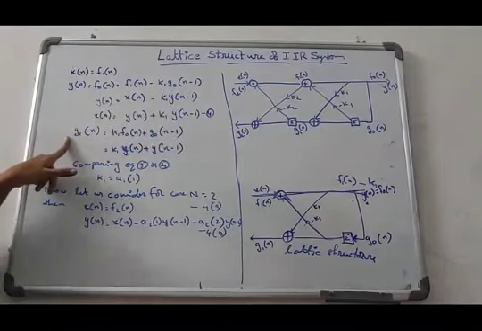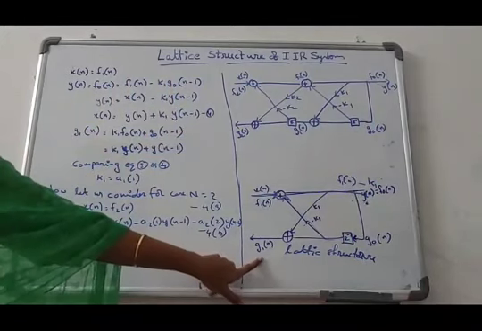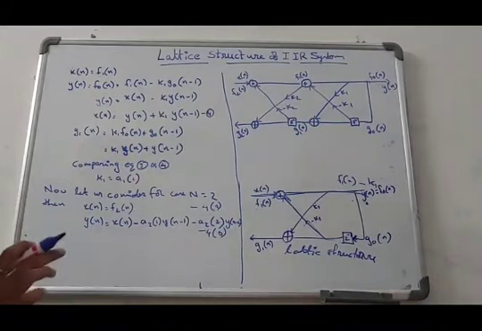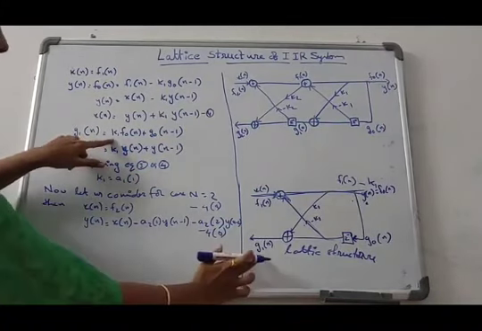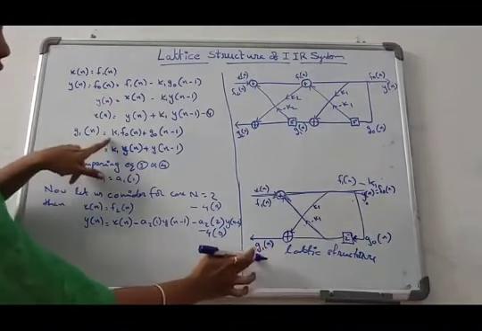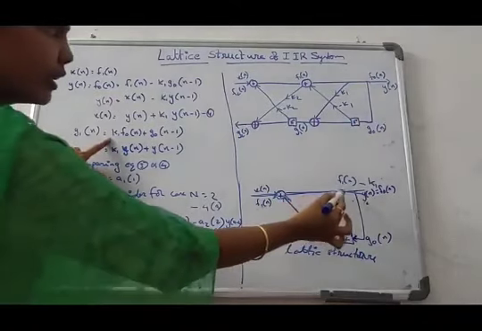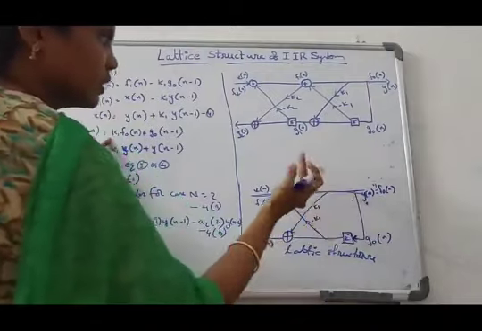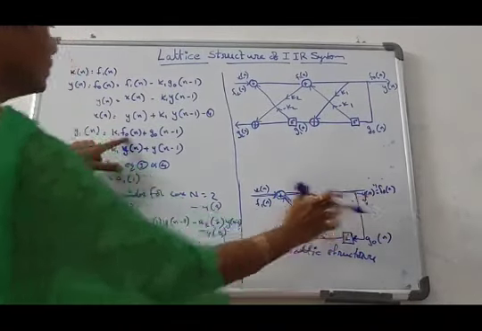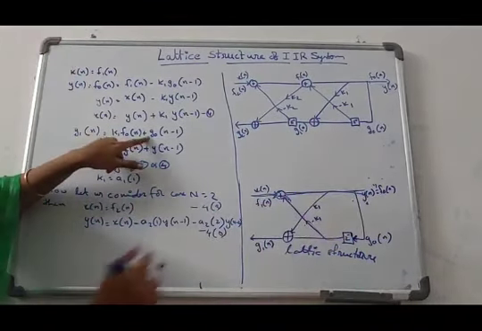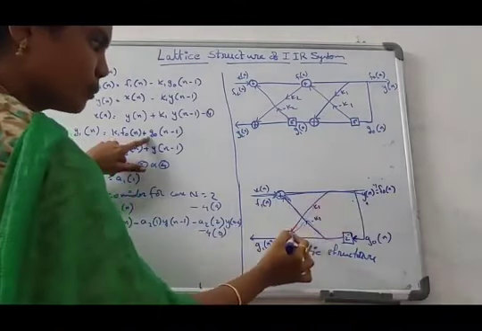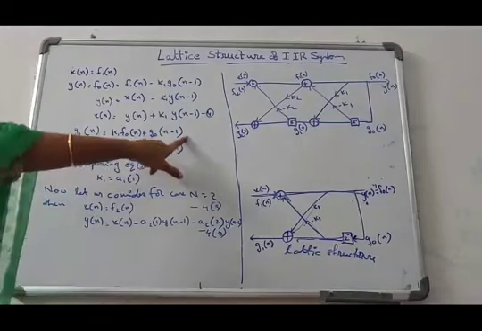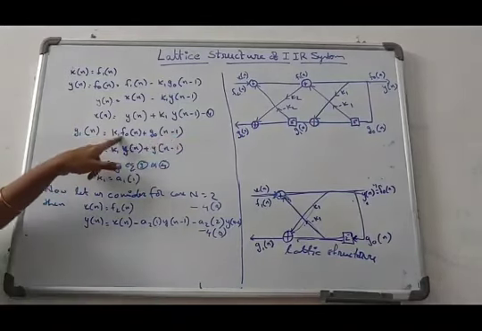Now g_1(n) is equal to what? How to get this g_1(n)? This is k_1 into f_0(n) plus, this is one input, and the other one is g_0(n minus 1). So f_0(n) is nothing but what?